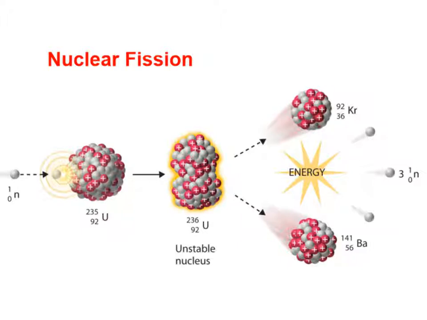This diagram shows the nuclear fission reaction for uranium-235, and that is the type of atom that was used in the nuclear bomb that was dropped on Hiroshima during World War II. And this is the type of reaction that occurred. Other fissionable materials would be plutonium-239. Uranium-233 also will undergo fission.